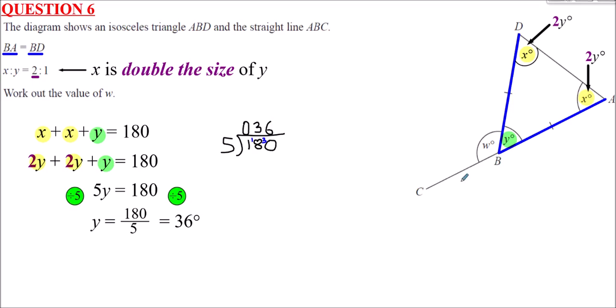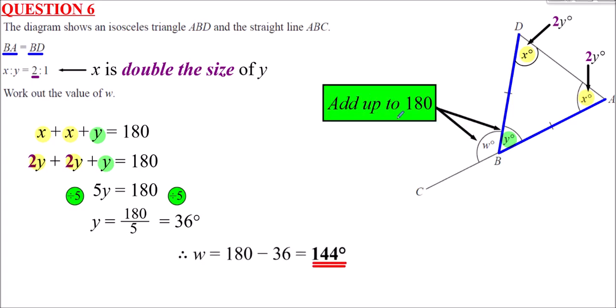But we don't want y, we want to work out w. So we need to remember that CBA is a straight line, well, ABC. So therefore, y and w are angles on the same side of a straight line. So we need to remember now that angles on the same side of a straight line add up to 180 degrees. Therefore, w is going to be 180 minus 36, which will be 144 degrees.